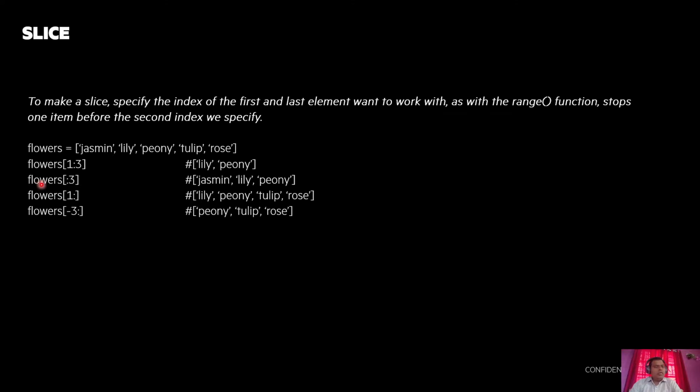Similarly, we can say start from the beginning, and in that case we don't have to pass the number, just a colon and then the end point. So we are saying start from the beginning, go until 3. So we are starting from the Jasmine, going until 3. And we can do the vice versa: we can start from a given point and go till the end. Also, we can start from the end. We just give the start index as a minus number.